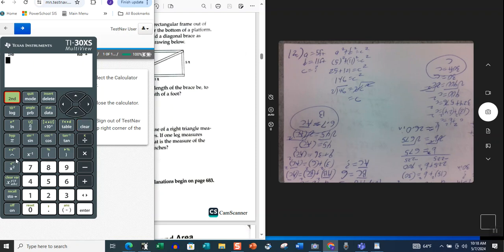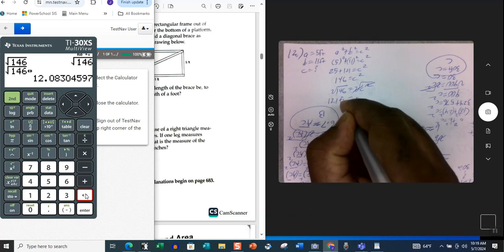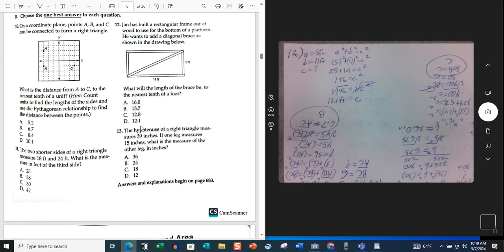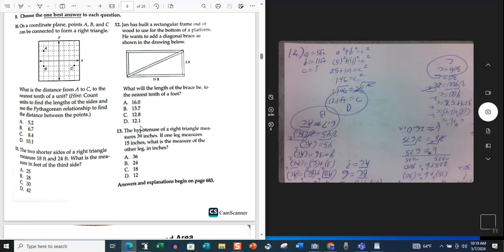So we'll take second, x squared, and then 146, and press enter, and then hit the double arrow, and that'll be 12.1. So it'll be 12.1 feet. Now, according to this, 12.1 feet would be D. So that would be our final answer for number 12.